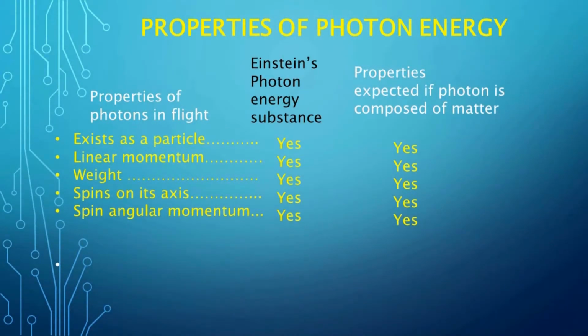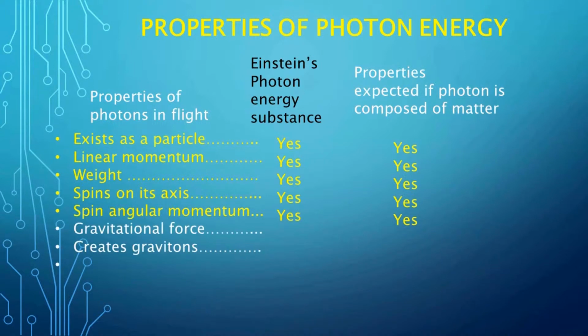Let's add gravity and gravitons to the photon's list of properties. This means Einstein's photon energy substance creates a force of attraction with a star. Notice, in this situation, the photon's connecting links are made from energy, while the star's connecting links are made from matter. Does this seem reasonable, or even possible?